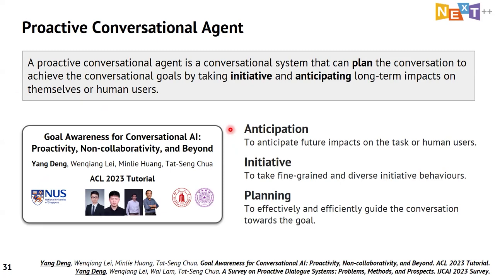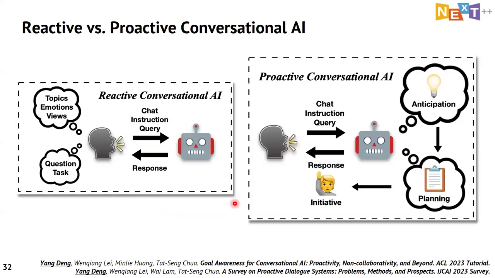The first one is anticipation, which requires the agent to anticipate future impacts on the task or the human users. And the second one is initiative, which requires the agents to take fine-grained and diverse initiative behaviors rather than just being responsive to the user. And the third one is planning, which requires the agent to effectively and efficiently guide the conversation towards the goal.